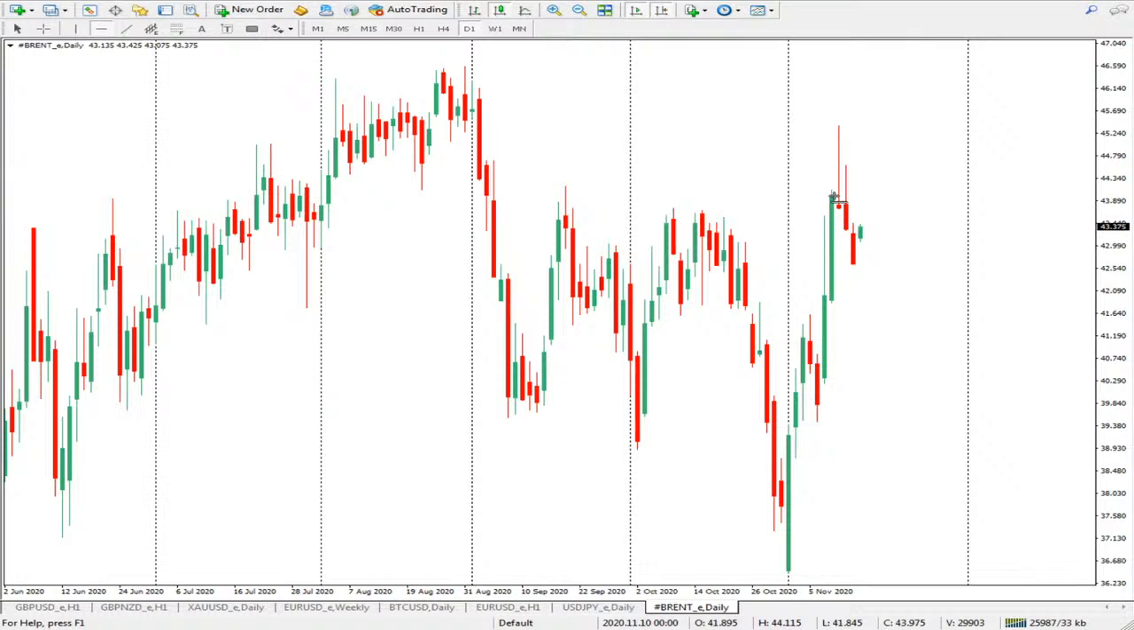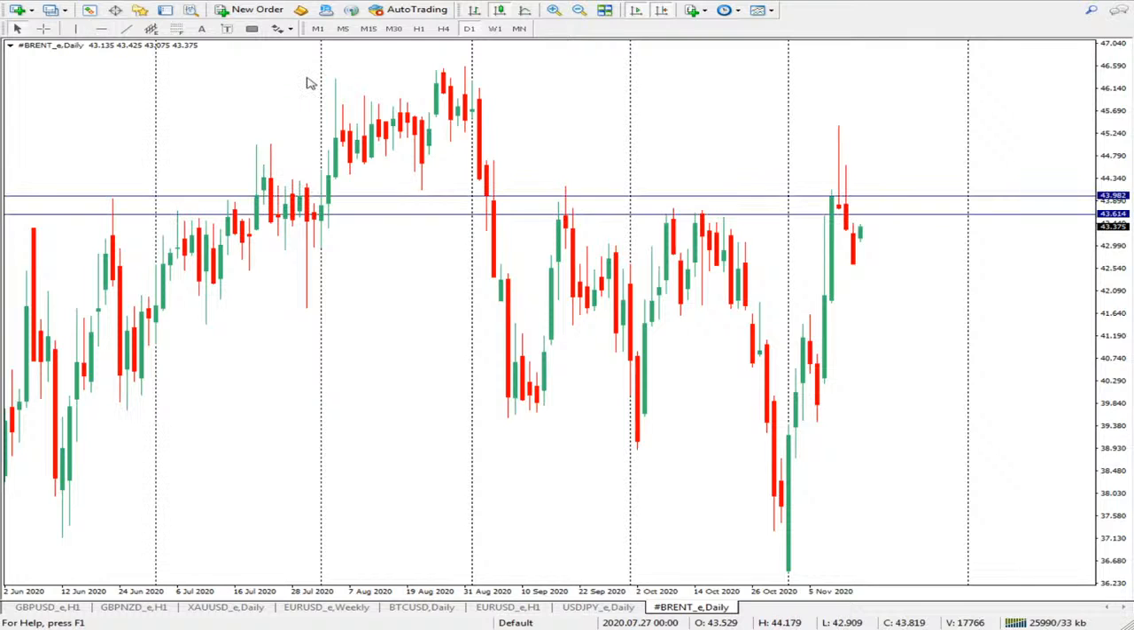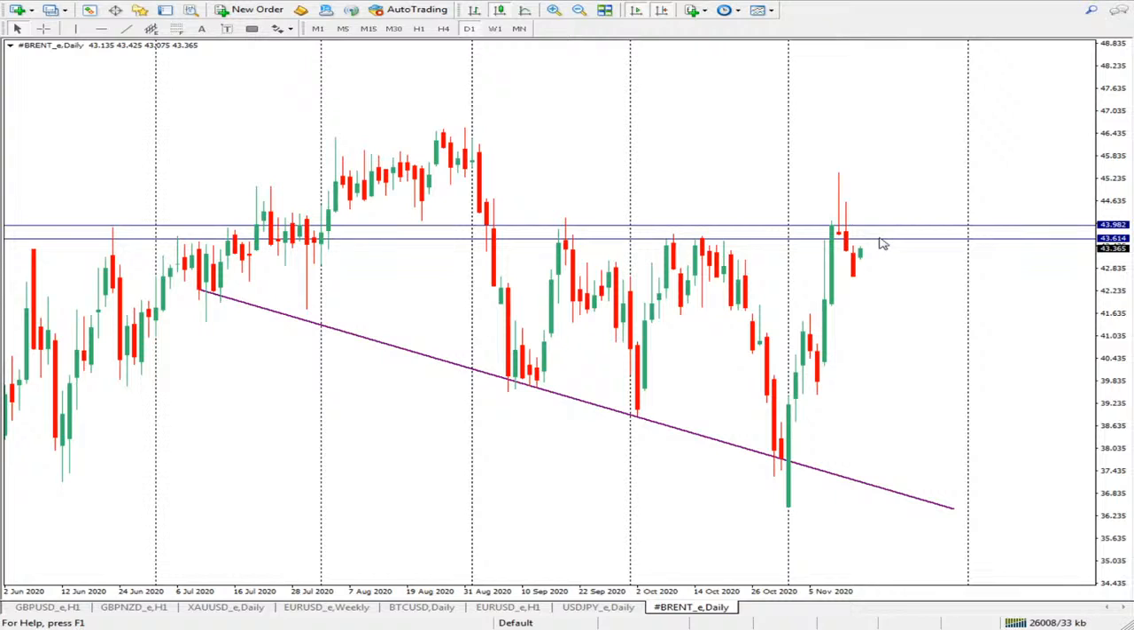On the daily chart, we do have a resistance level here, and we have a support. We have several supports and several resistances. As long as the price remains below 43.982, we do expect a sell. We expect sellers to come in strongly up to the lower trend line. So this should be the ideal place to look for a sell from.